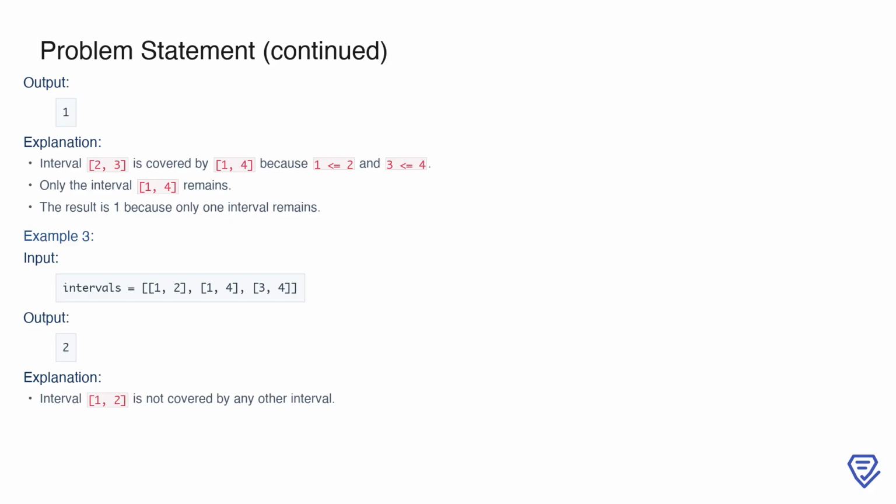Now consider another example where the input is [1,4], [2,3]. The output here is 1. In this case, the interval [2,3] is covered by [1,4], because 1 is less than or equal to 2, and 3 is less than or equal to 4. This means [2,3] lies entirely within the boundaries of [1,4]. As a result, only the interval [1,4] remains after removing the covered intervals. Since no other intervals are left, the final count is 1. This example highlights how intervals with smaller ranges can be removed when they are completely contained within a larger one.